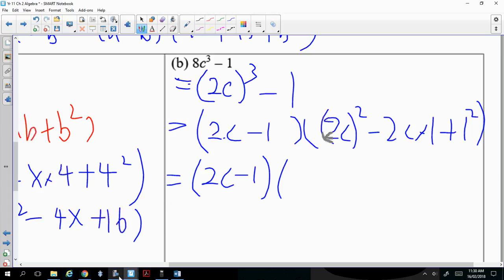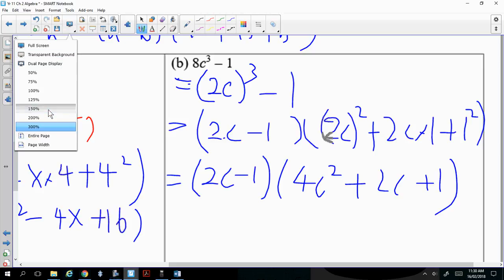Oh, sorry, I just meant, yeah, so it's a plus. So if it's a minus, there's a plus. Okay, and then you square the 2c, which is 4c squared, plus 2c, plus 1. Any question? Right. Pretty straightforward, hopefully.